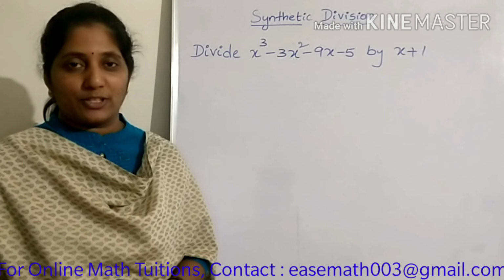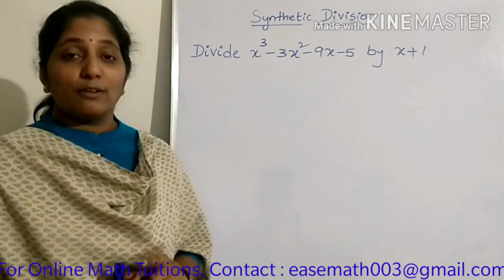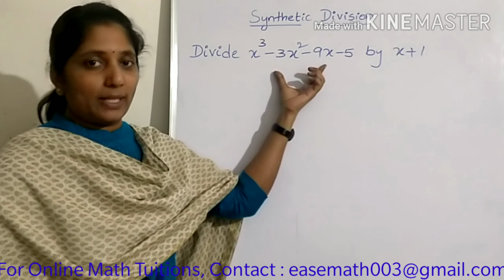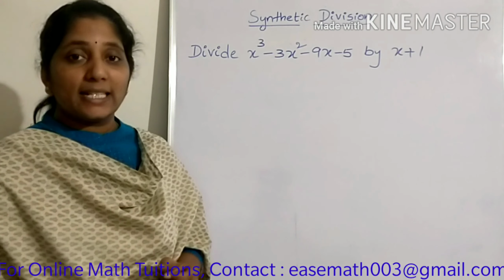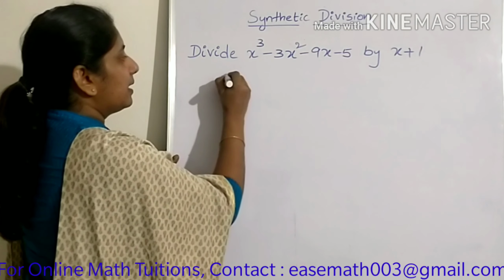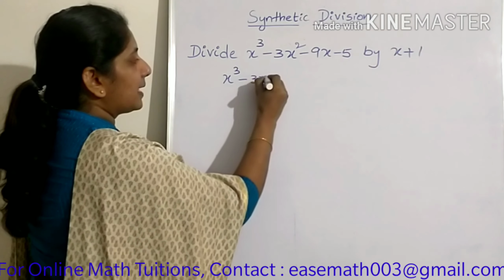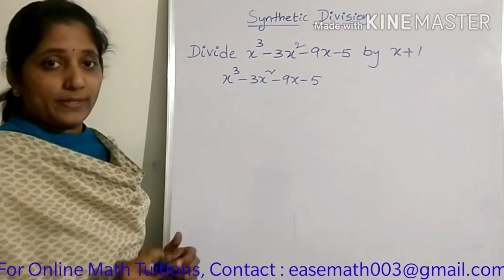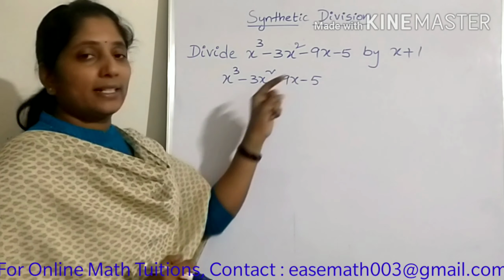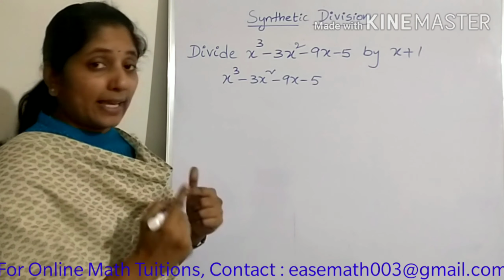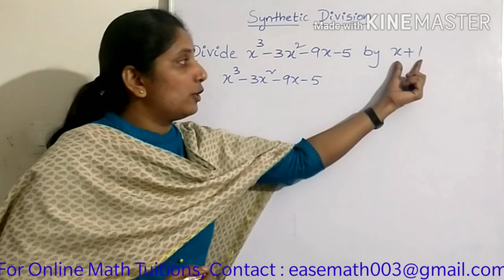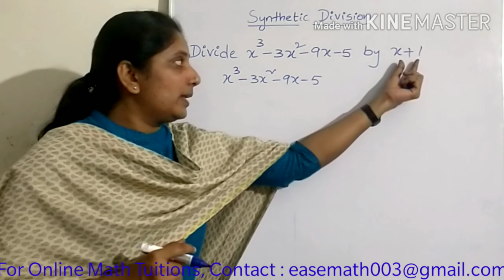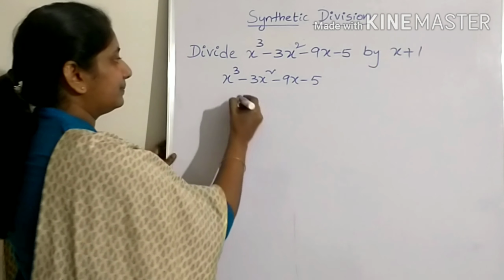Before going to synthetic division, we have to make sure of 2 points. First one, the dividend polynomial should be in the standard form. That means all the powers of x are in descending order. X cube minus 3x square minus 9x minus 5. If you observe, all the powers of x are in descending order. Second point, the divisor polynomial should be a linear polynomial. That means this polynomial is of degree 1.